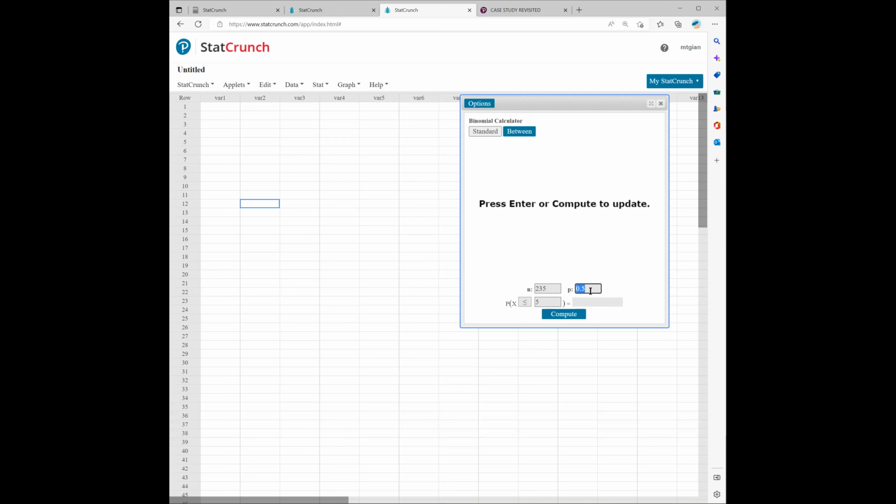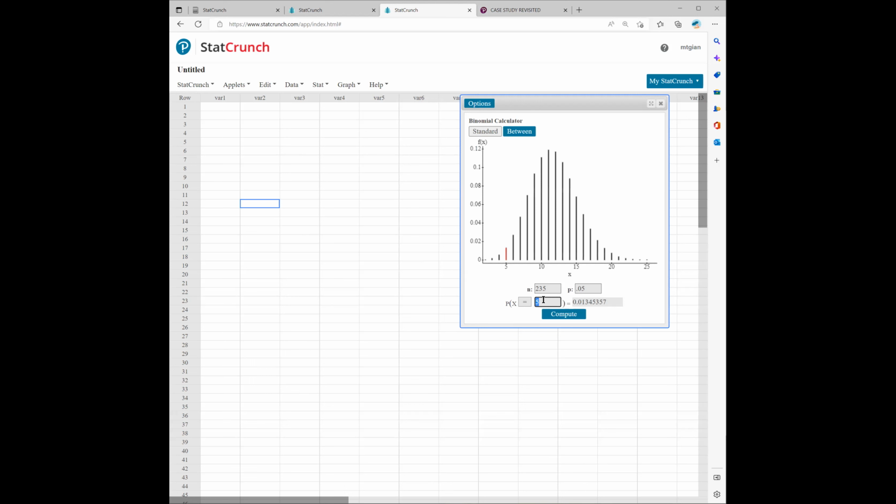And then the probability of a bike being returned, we said was 5%. So we want to enter it as a decimal, 0.05. And then we're interested in an exact outcome, so you want to go through and change this from less than or equal to, to exactly equal to. And then we specifically want to know the probability that exactly 10 are returned.